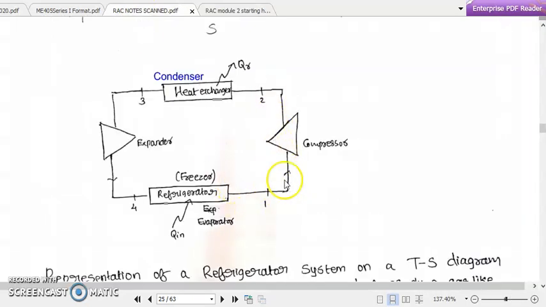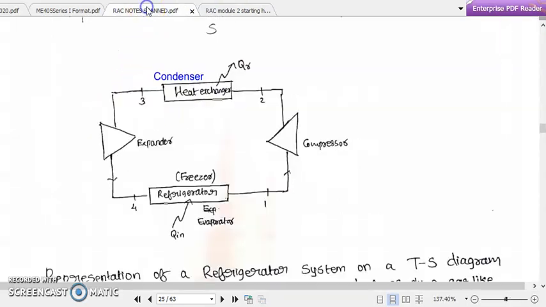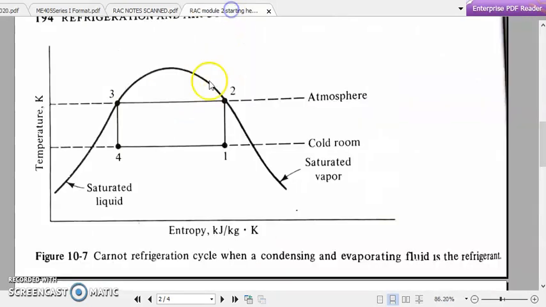During 1-to-2, the compressor process will be an isentropic process. Then 2-to-3 will be the condensation process or the heat rejection process, which happens in the heat exchanger, the condenser, meaning the working fluid is condensing during heat rejection, which is nothing but 2-to-3. Then finally 3-to-4 is the constant entropy or isentropic expansion process.